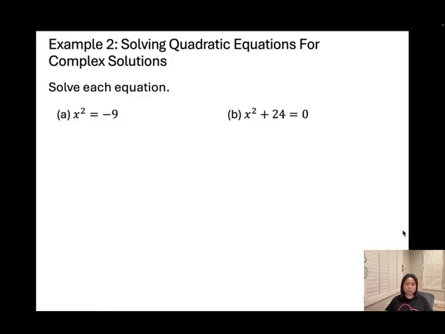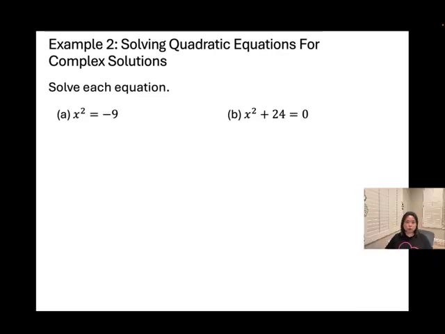Solve each equation. Take the square root of both sides. Make sure you add plus or minus. The square root of -1 is i, and the square root of 9 is plus or minus 3i. So that will be the solution set.